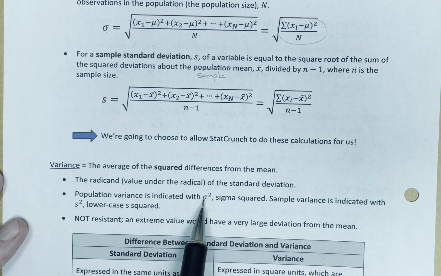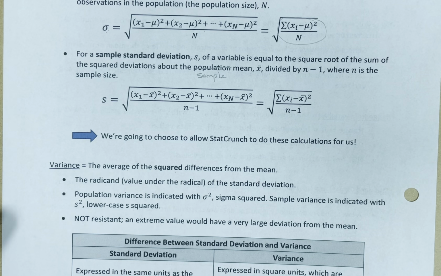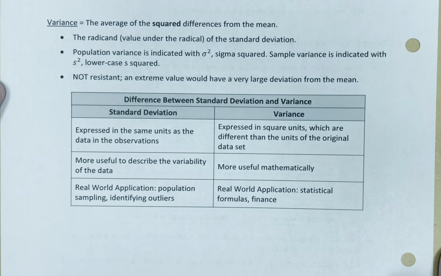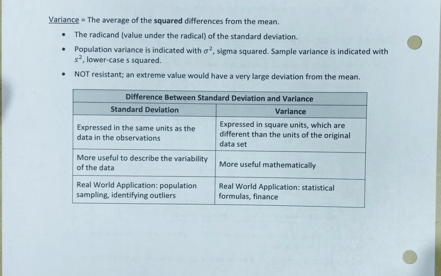Population variance is indicated with sigma squared for a population. Sample variance is indicated with lower s squared for a sample. As with the other two, it is not resistant. Extreme values have an effect on the deviation from the mean. It is not a resistant value. Okay, so the difference between these two. And there are other differences that get more complicated.